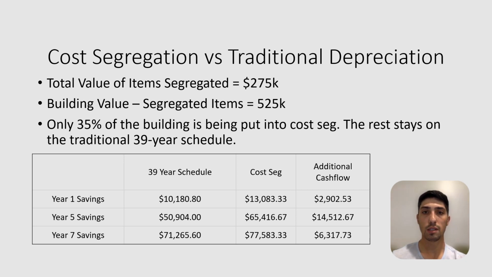So when we compare cost seg with traditional depreciation in this example, you can see that cost seg gave us an additional cash flow at 1, 5, and 7-year time points. Check out year 5. That's a huge difference, almost $15,000 that you can put back into your business. But for full disclosure, cost segregation is not always going to make sense for everyone or every property. But this is why we provide our clients with a no-cost tax savings projection. You can then determine if this is a good fit for your strategy with no strings attached.